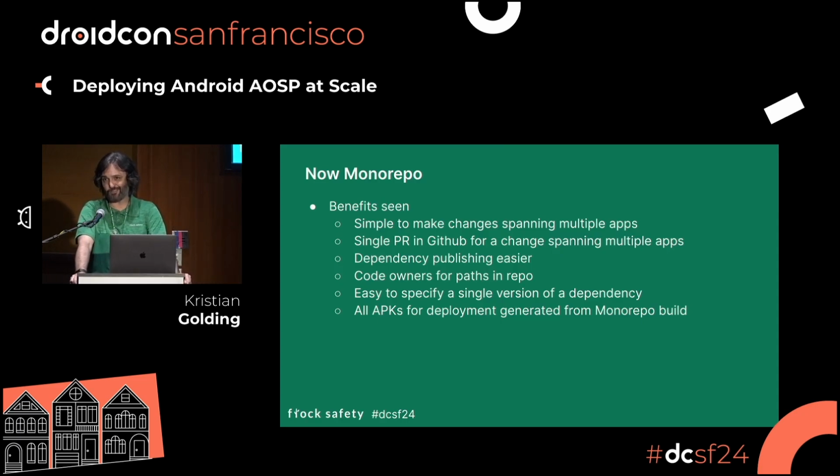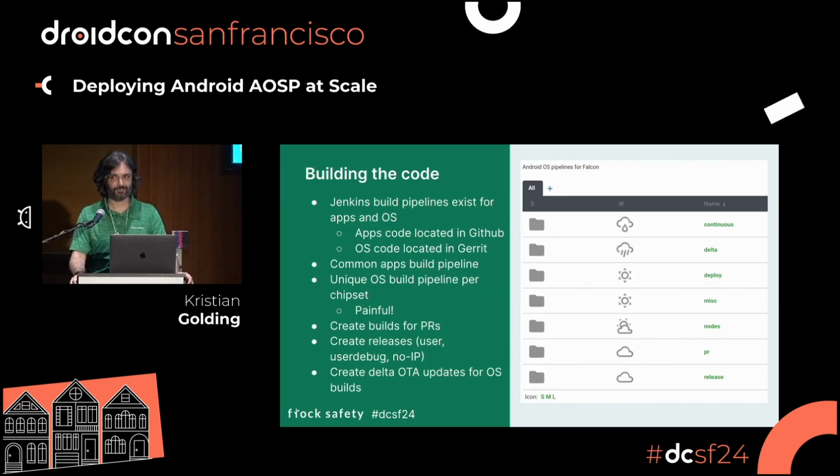I can specify 1.0.1, whatever it is, and every application is going to be using that dependency. And then all the APKs that we use, like the 20 or so, are generated from this one monorepo build. How do we do this building? We use Jenkins extensively for OS and applications. The apps code is located in GitHub. Android OS code is located in Gerrit.